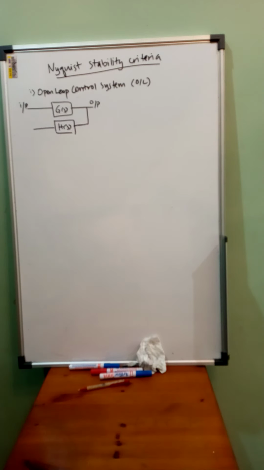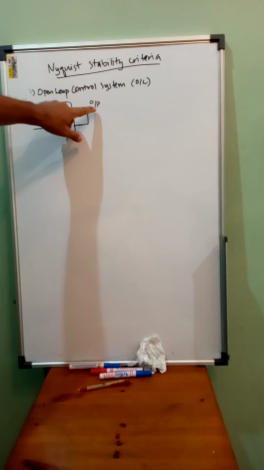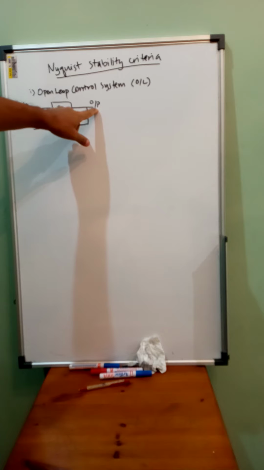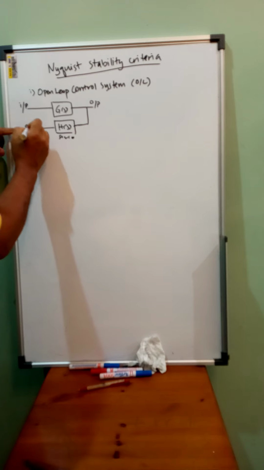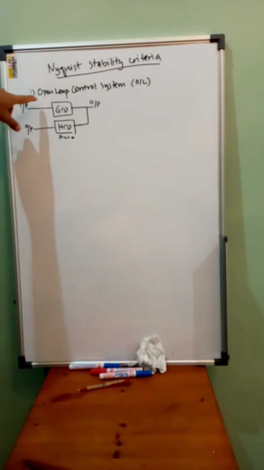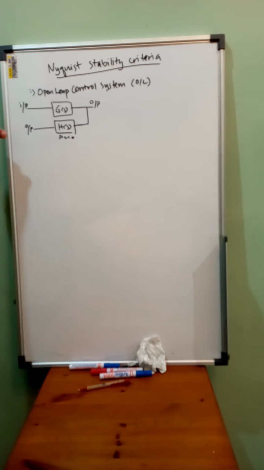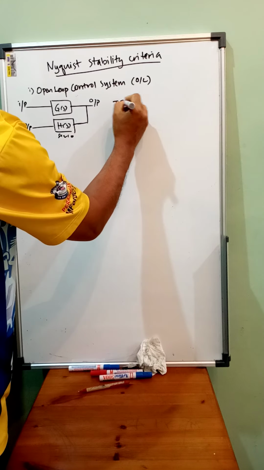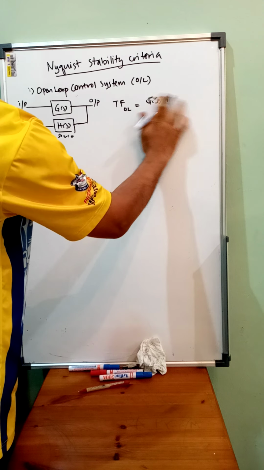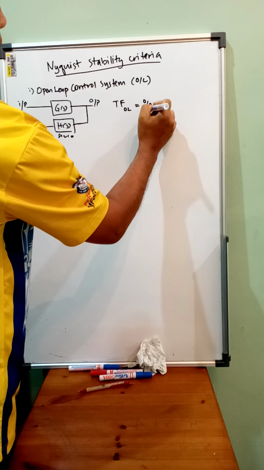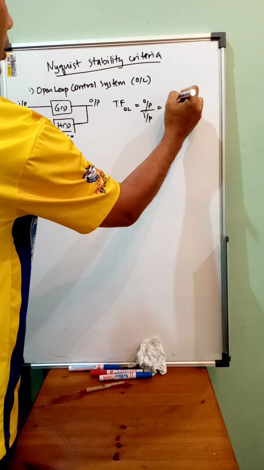Okay, guys, in this video, we'll learn about the Nyquist stability criteria. Let's say we have an open loop control system. So there is an input and an output, and the output will be measured by the sensor. We know that for an open loop control system, the transfer function is output divided by input, equal to G(s)H(s).